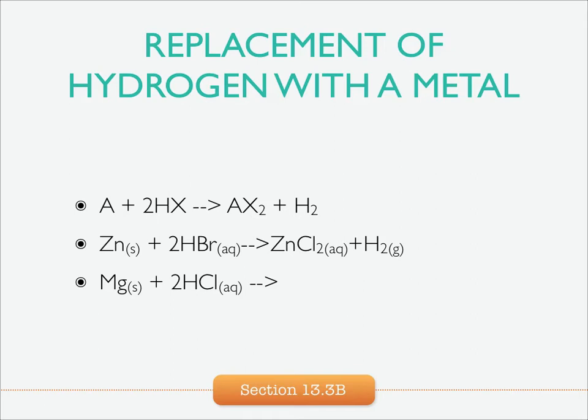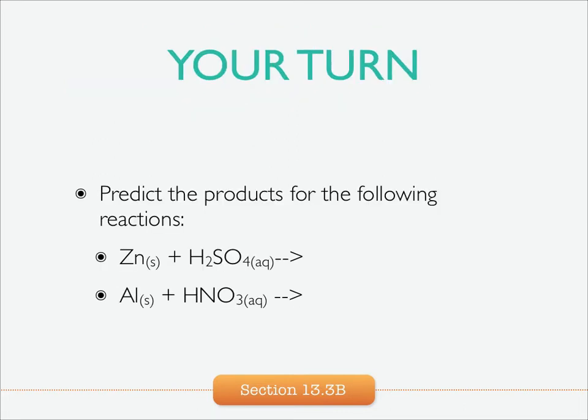Alright, so if we do this one with magnesium, we get a very similar thing. Magnesium and chlorine are going to go together, so magnesium is 2+, chlorine is minus, so we get MgCl2. We're going to get our hydrogen gas, and then always double check to make sure it's balanced. Make sure you've got all the same things. Alright, why don't you try these two? Stop the video and try that.